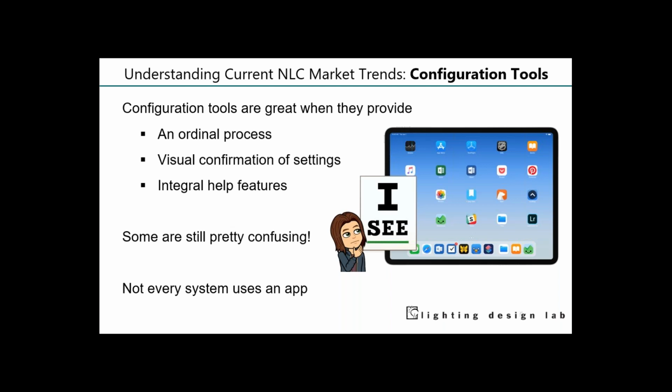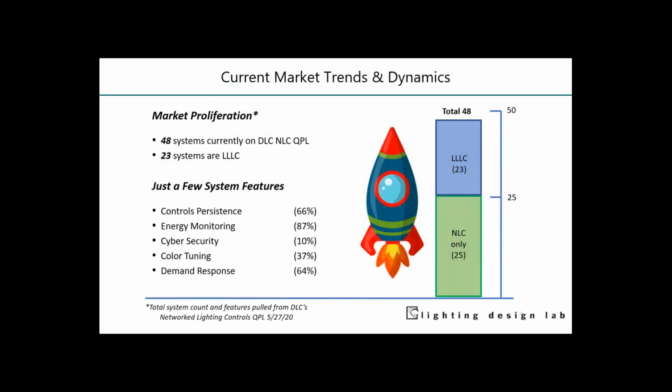Okay. So configuration tools are great when they provide a straightforward process that leads you along the way. They're great when they provide visual confirmation. They're great when they have help features. Some of them are still really confusing, right? I don't have to tell you that, just between the smartphones out there, they all have pros and cons. And I've got to emphasize, not every system uses an app. I highlighted the Cree SmartCast system because it's a great system. They don't use an app.